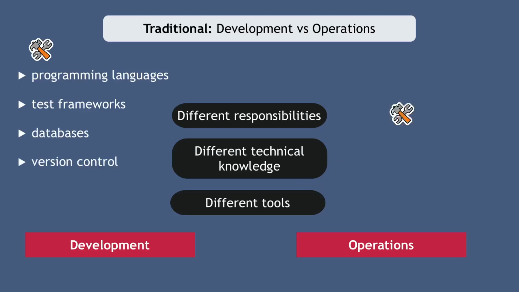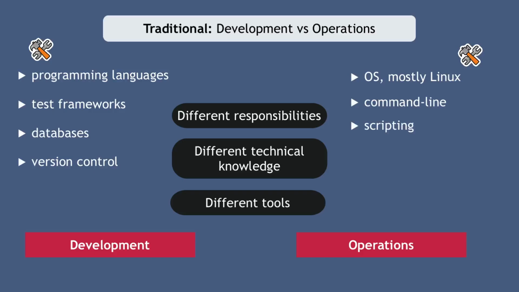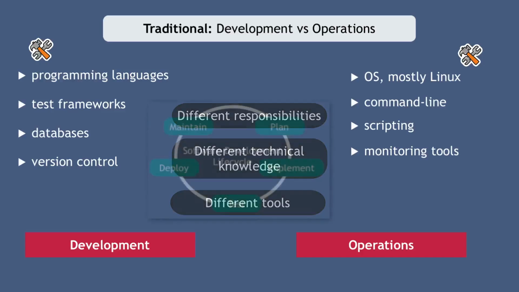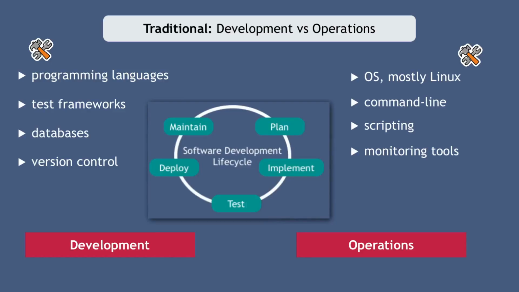On the side of IT operations, it's more the operating system, mostly Linux, command line tools, scripting, meaning writing automated scripts for the operating system and the servers, and monitoring tools that allow them to monitor if something happens to their IT infrastructure, and so on. So completely different tool sets, which means that these two jobs or areas of responsibility that are part of the same process of software development and delivery, so to say, have completely different competencies, skills, and know-how.